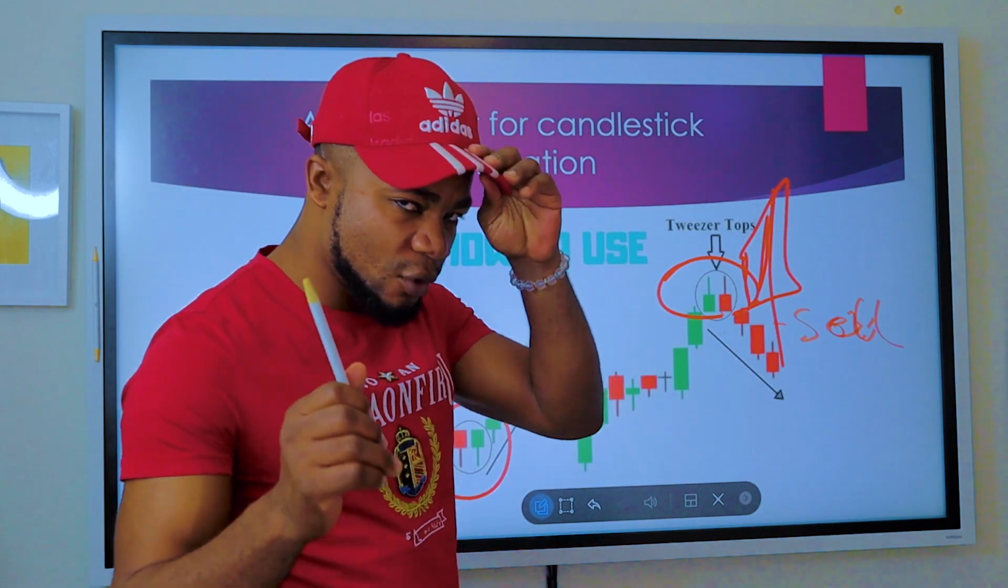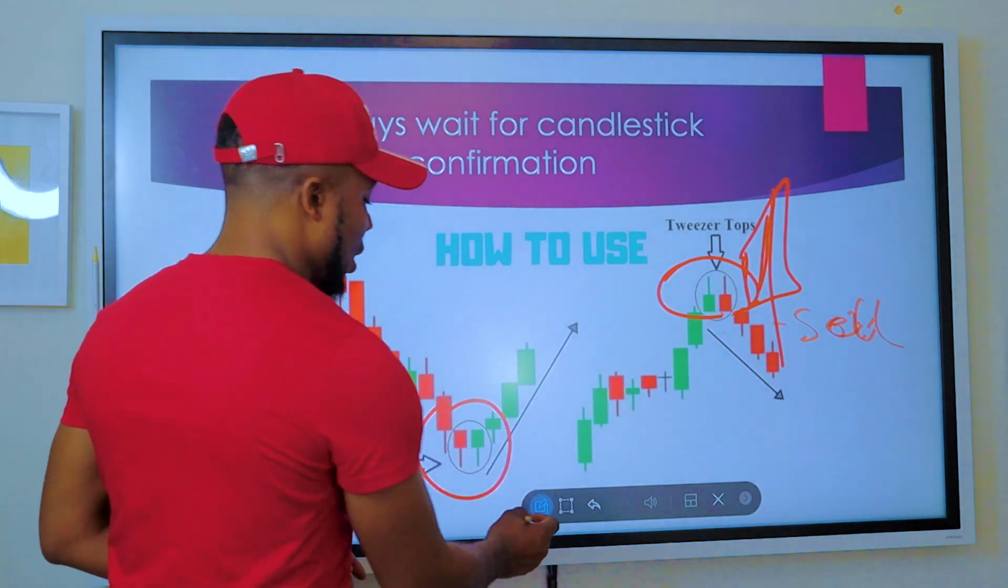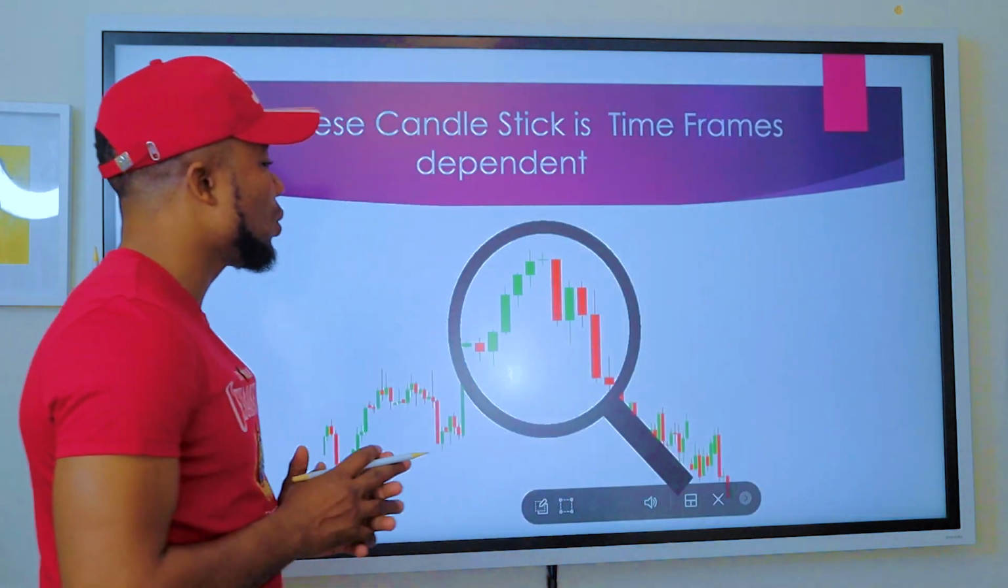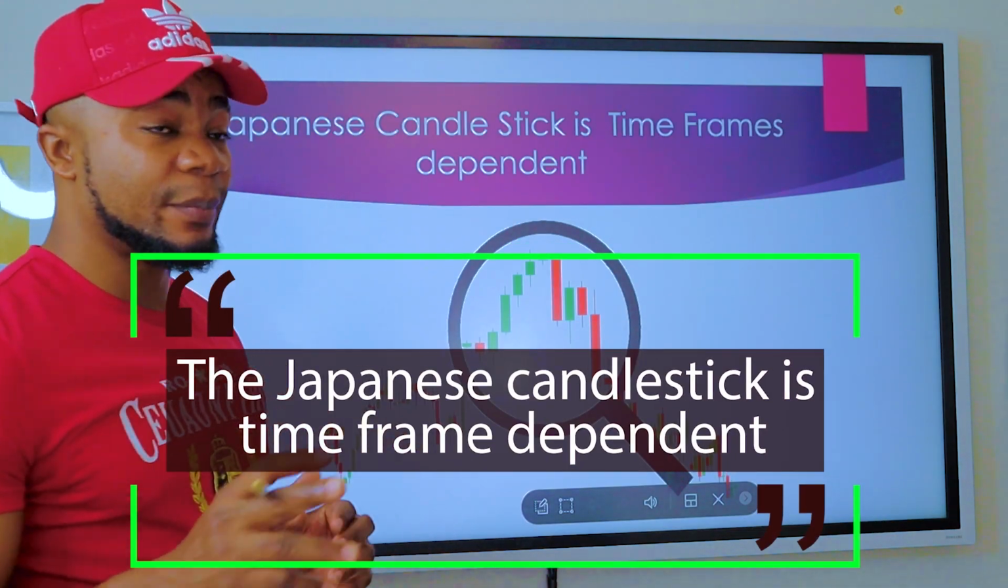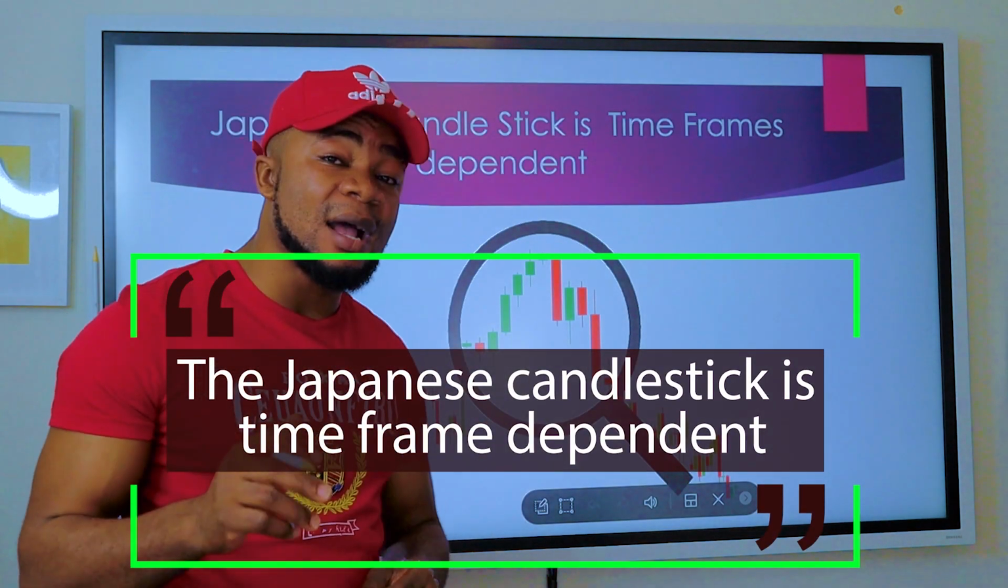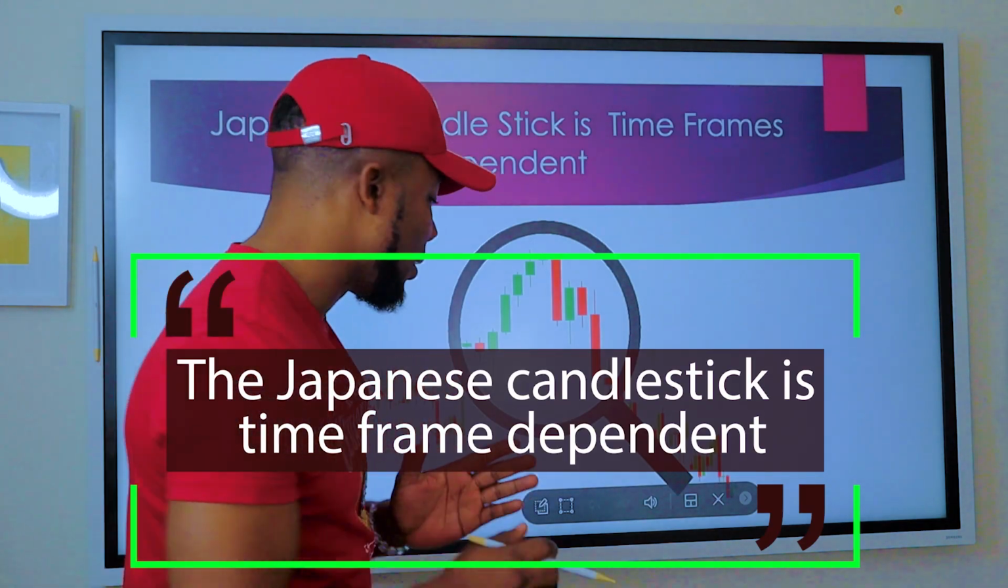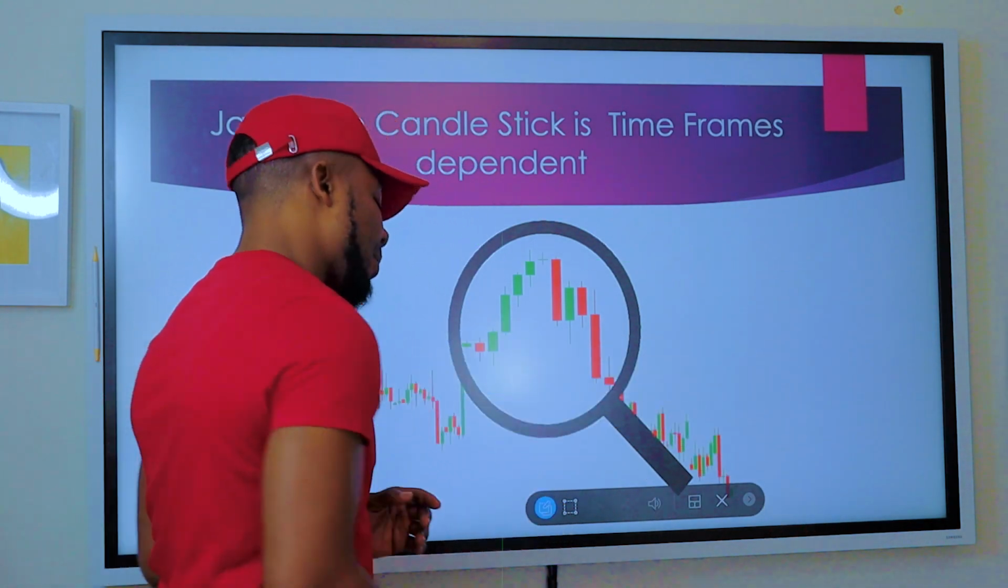All right. So always wait for a confirmation. All right, good. And another thing, they say Japanese candlestick time frames depend. Okay, Japanese candlesticks are time frame dependent. Let me explain what I mean.